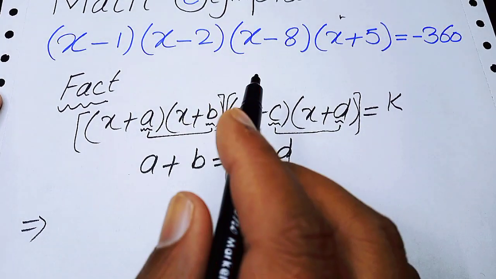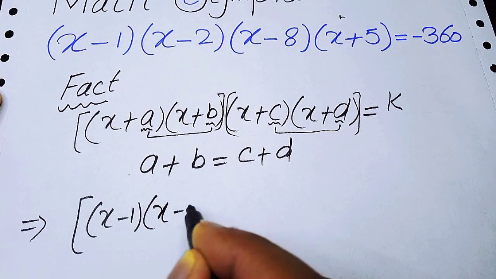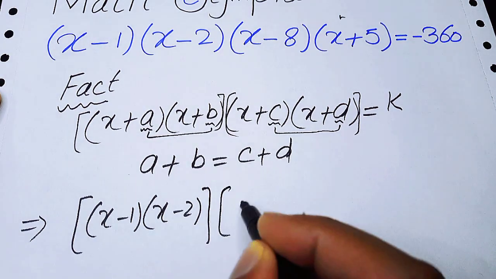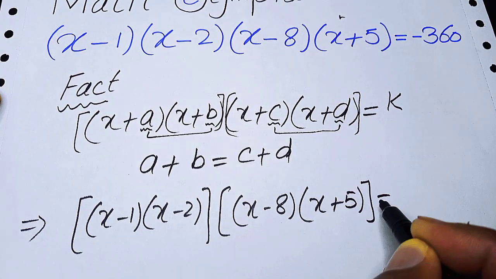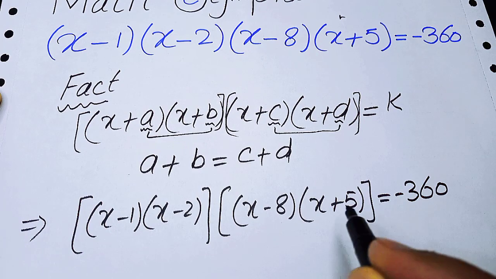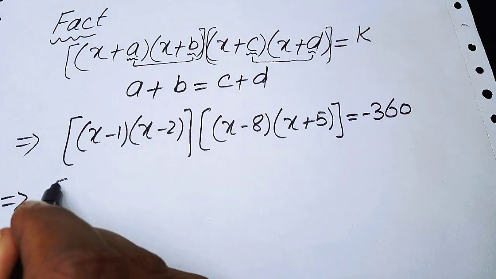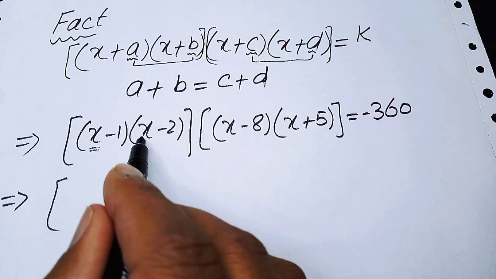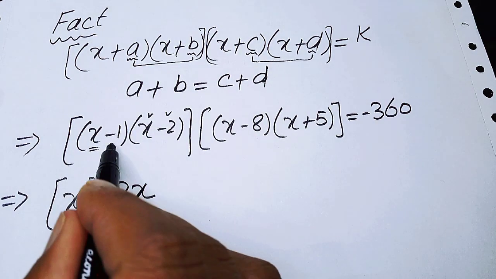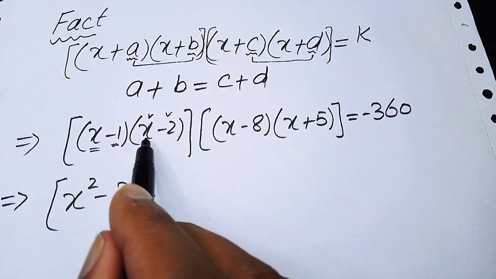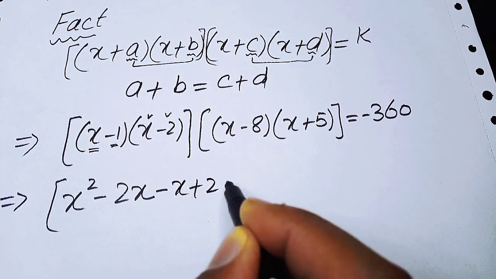So I will group the two pairs in this form: (x - 1)(x - 2) and (x - 8)(x + 5) = -360. Now we multiply these pairs. First I take x and multiply it by both terms, so it becomes x² - 2x. After that we take -1 and multiply it by both terms, so we get -x + 2.